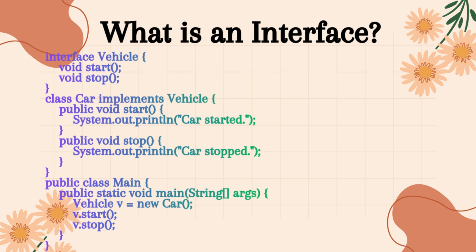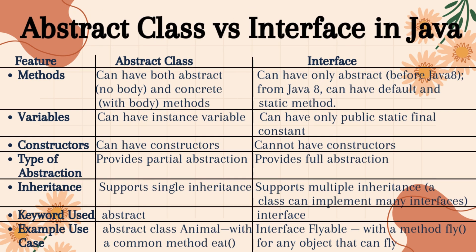This example shows how interfaces define a contract, and any class that implements the interface must follow that contract. It's a key concept in achieving abstraction and loose coupling in Java. Let's understand the difference between abstract class and interface in Java, one of the most common interview topics.